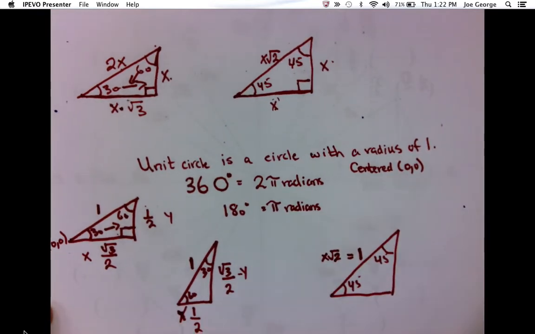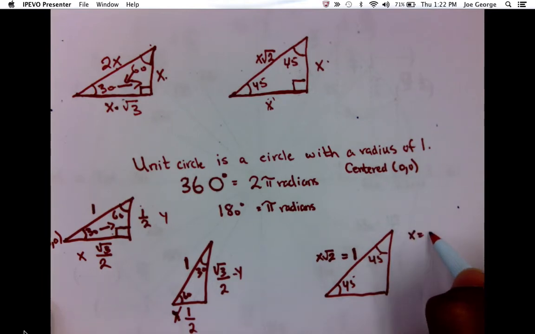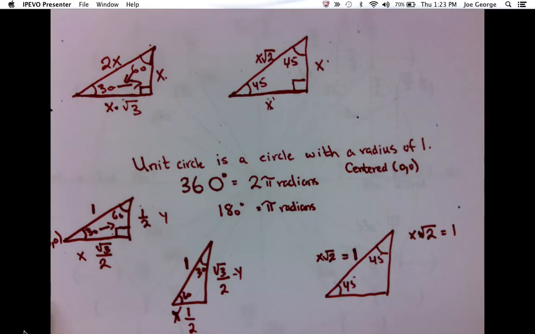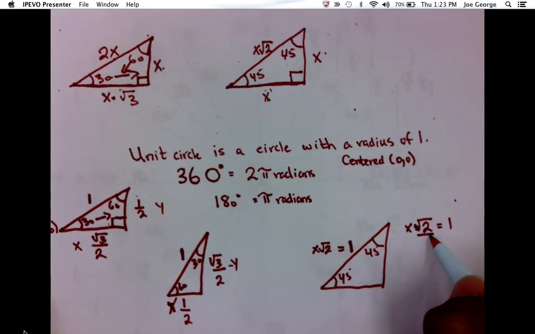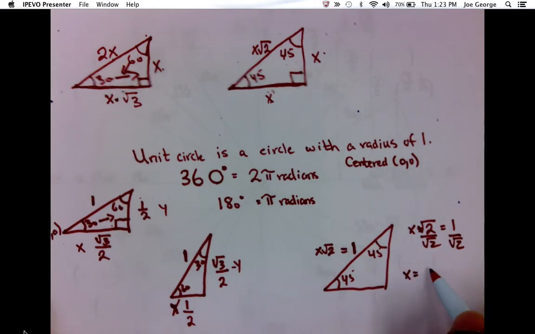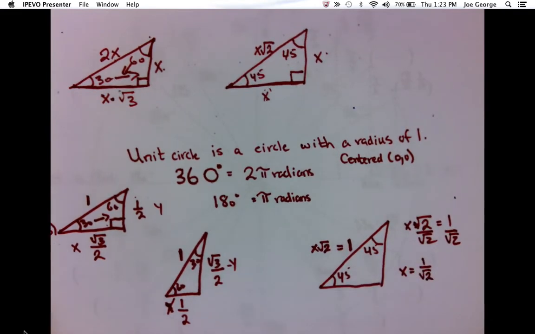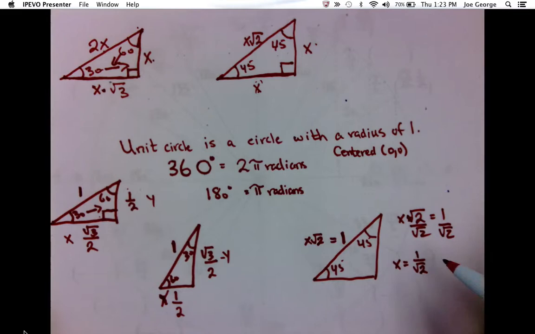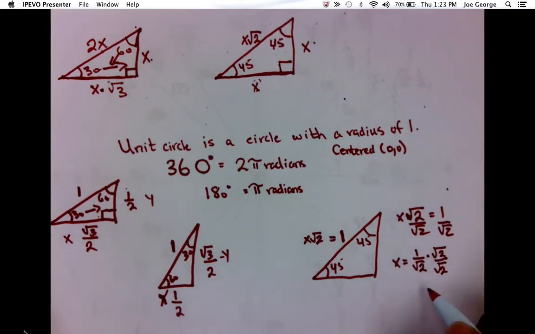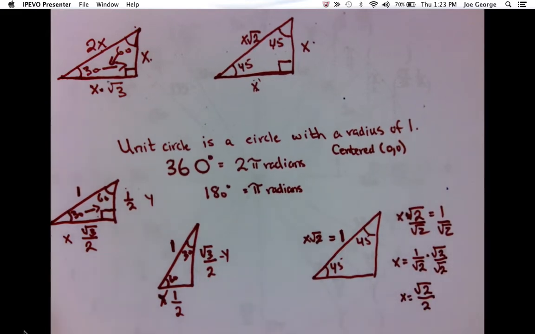If you solve for x, setting up your equation, x radical 2 equals 1, you divide by radical 2 on both sides, and you should get x equals 1 over radical 2. But remember, you have to do a little thing called rationalizing. So you multiply top and bottom by radical 2. Radical 2 over 2 is your x-coordinate.